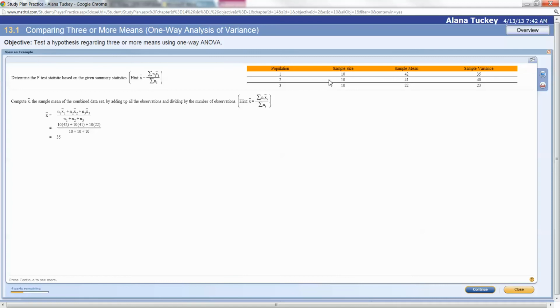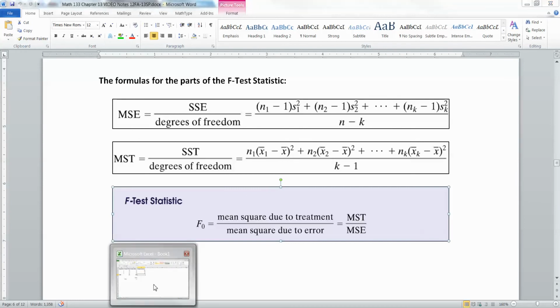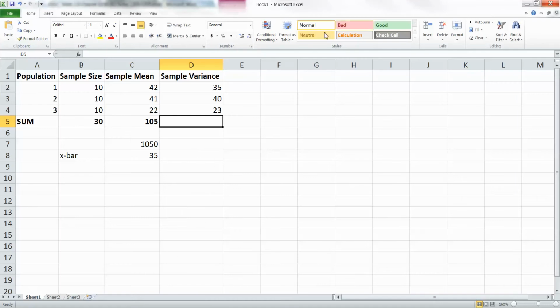Okay. So the first thing we're going to have to do, if you didn't catch it in there, there's a formula for MST, the mean squares due to treatment, that involves X bar. See the X bar in there? Well, X bar is what we learned in section 3.3, believe it or not. You learned it all the way back then. It is the weighted mean, essentially.